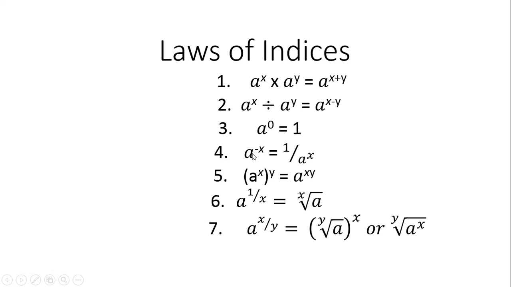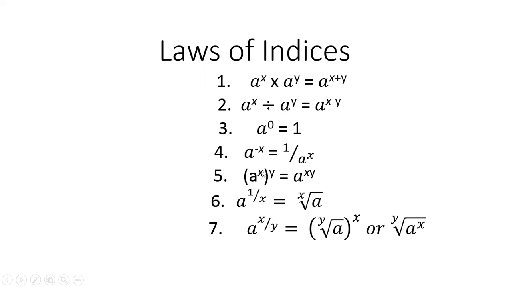Law 4: a raised power minus x equals 1 over a raised power x. That's its reciprocal. That could also happen when the index of the number you are dividing is less than the index of the one you are dividing with. Let's say it's 2, and then you have 3 as the index of the second one. You come up with a negative index, and that's why law 4 says a raised power minus x equals 1 over a raised power x.